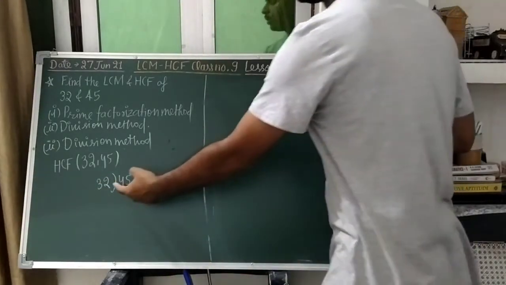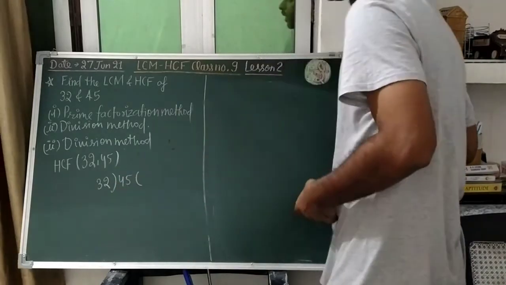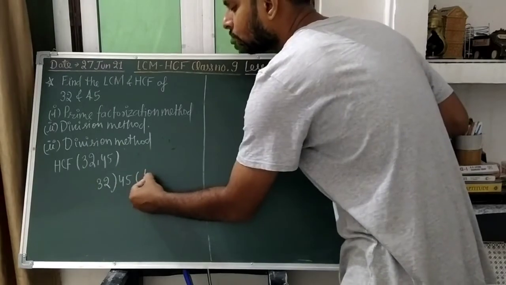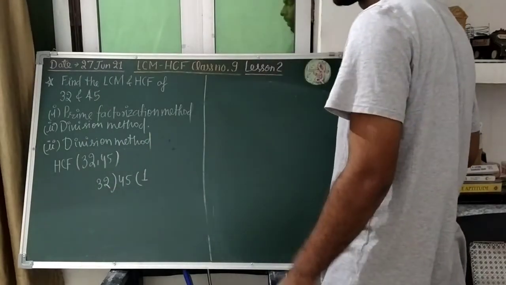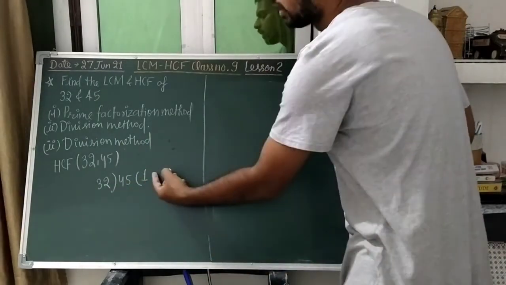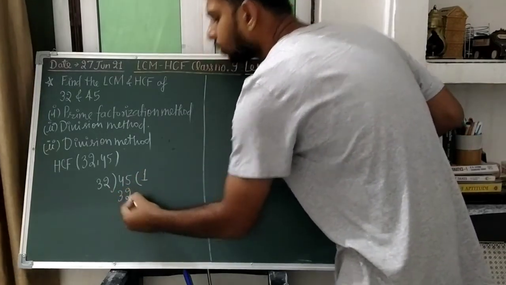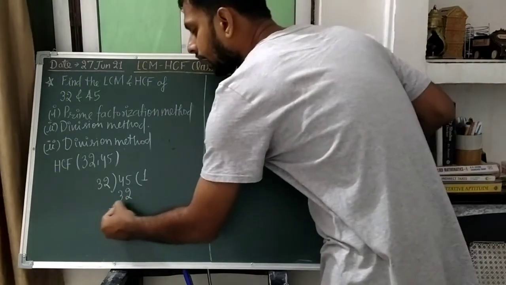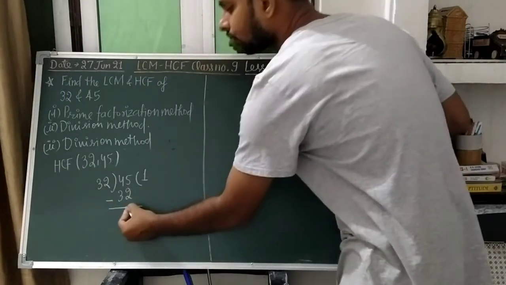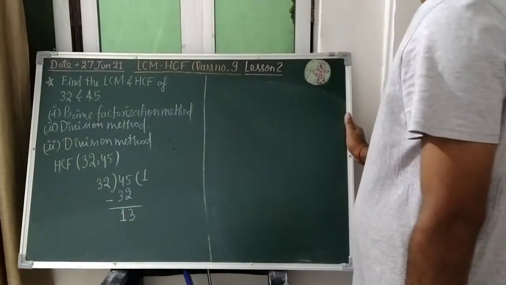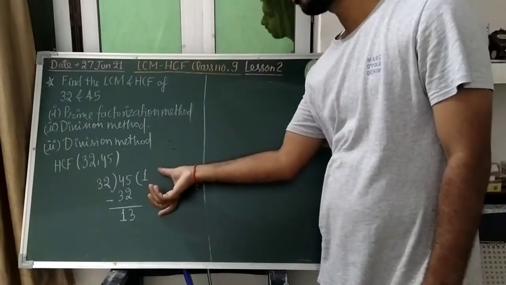So when 45 is divided by 32, 32 will go one time only, two times it will become 64, which is more than 45. So it will go one time only. 32 ones are 32. After that, the remainder is coming 13 here. So it is the first step.